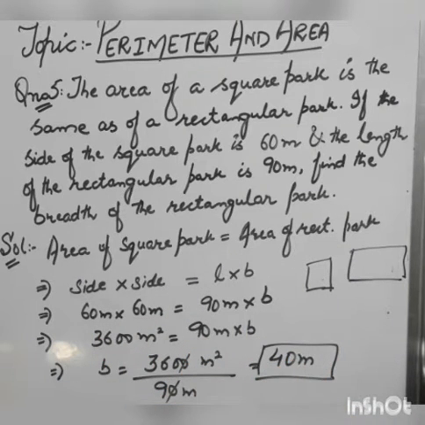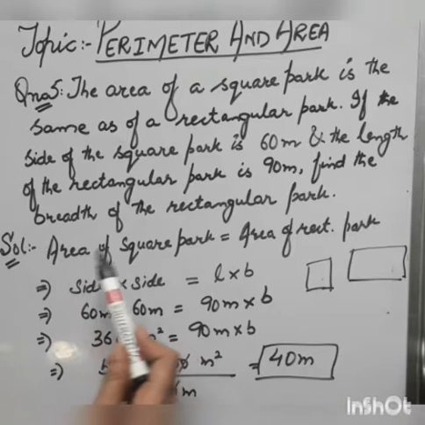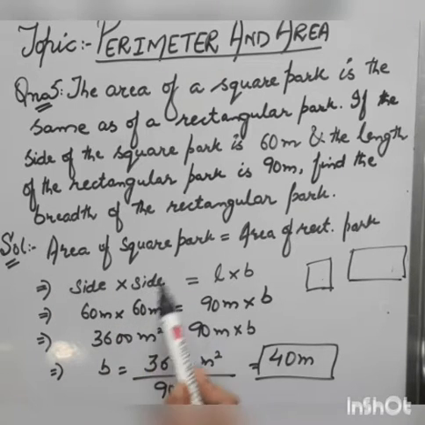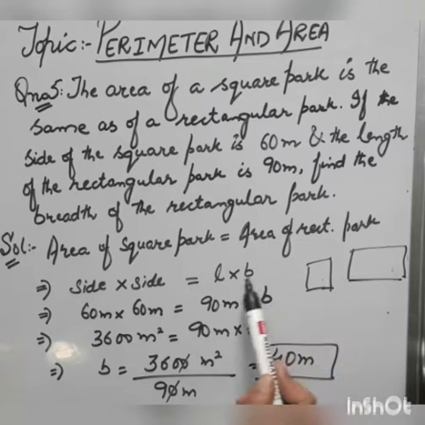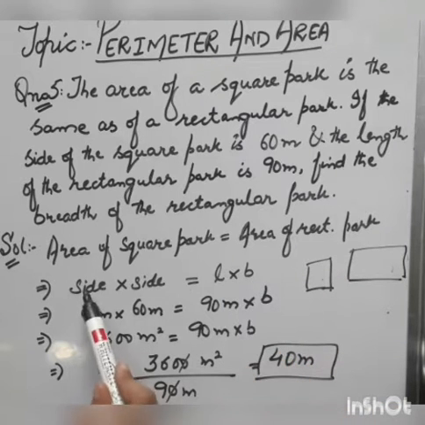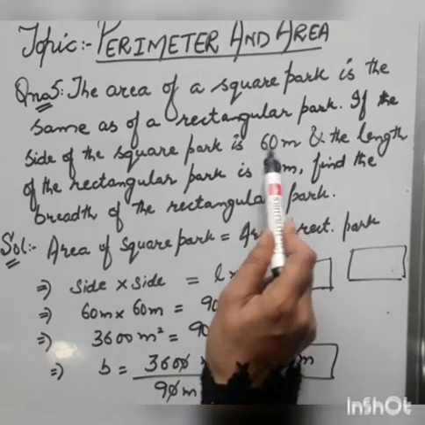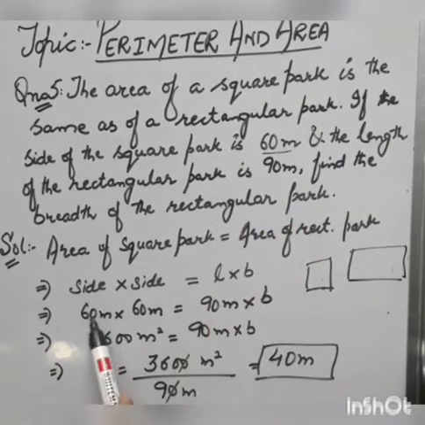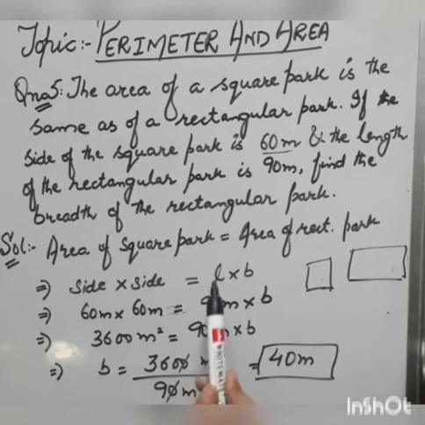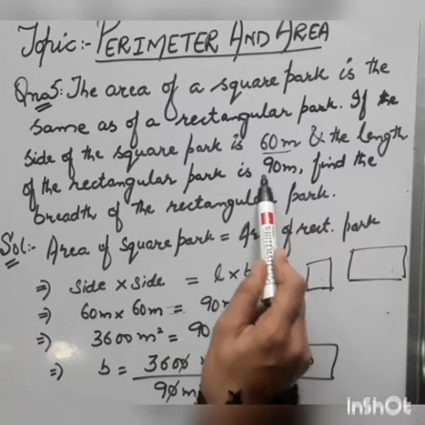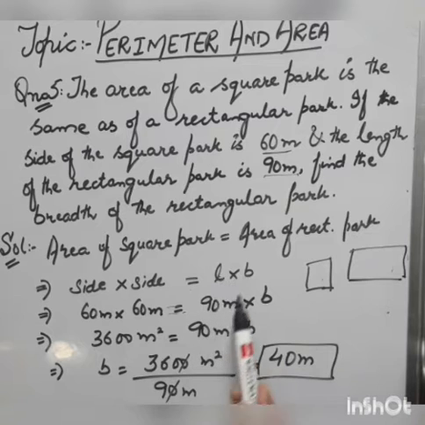Clear? It's given. Now we know that area of square park is side into side, and area of this rectangular park is length into breadth. It means the side into side is equal to length into breadth. Now side of a square is given as 60 meter. So 60 meter into 60 meter is equal to length of the rectangular park is given as 90 meter into breadth. Now we have to find out this breadth. Now 60 into 60 is 3600 meter square is equal to 90 meter into breadth.